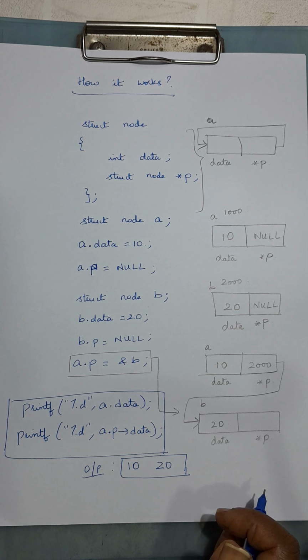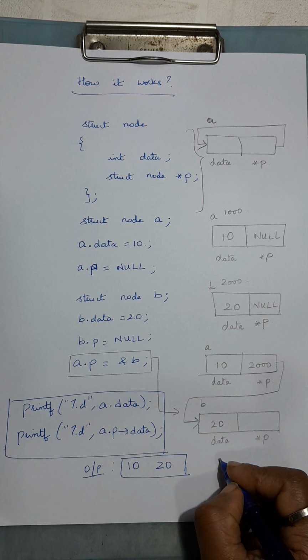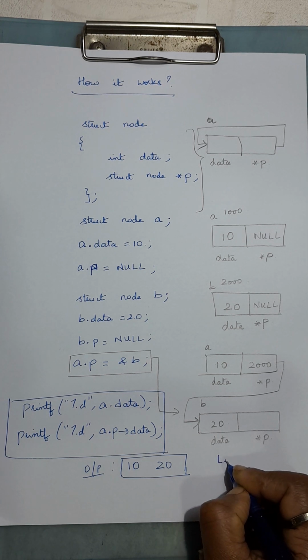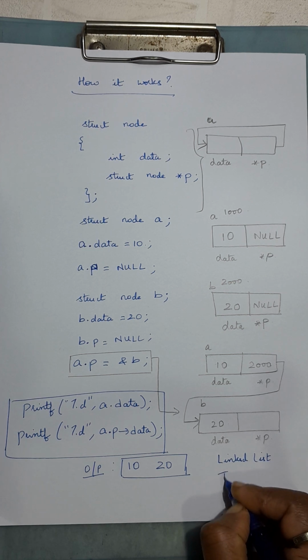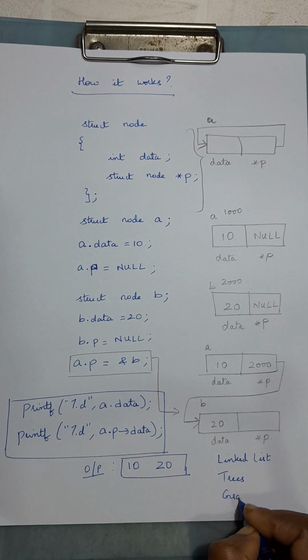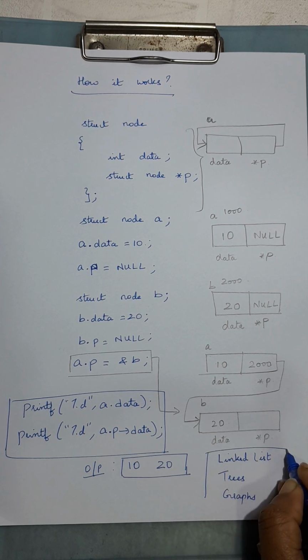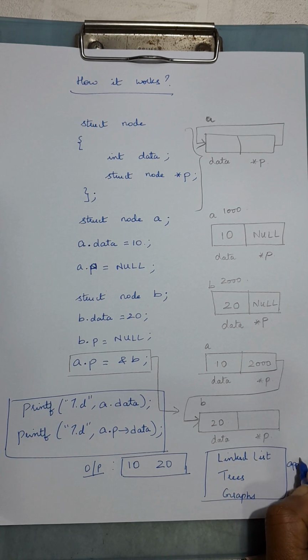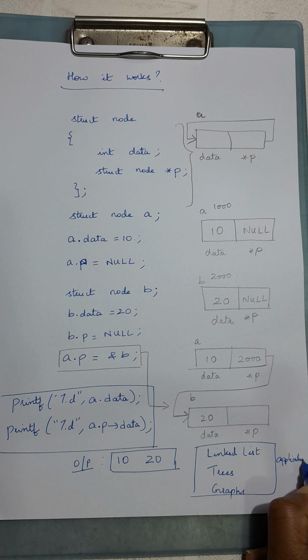So what are the applications where it can be used? It can be used in creating lists, linked lists, trees and graphs. So these are the applications of self-referential structure.